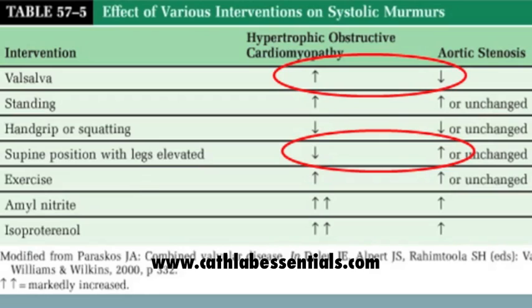Well, the Valsalva maneuver decreases left ventricular filling and increases the obstructive component of hypertrophic myopathy. Thus, the murmur gets louder. In aortic stenosis with decreased volume return, the murmur becomes quieter as cardiac output is reduced. The opposite occurs in supine position with legs elevated, where the leg volume is transmitted into the central circulation, increasing the volume in the LV with obstructive myopathy and decreasing the murmur. And the opposite occurs with aortic stenosis with higher filling, higher output, and increasing the murmur.